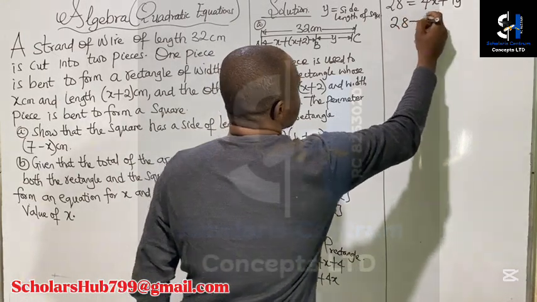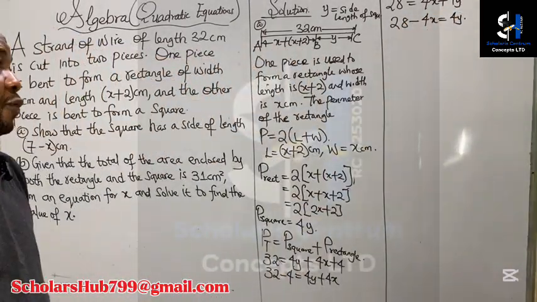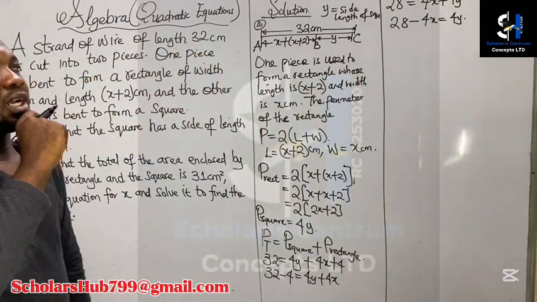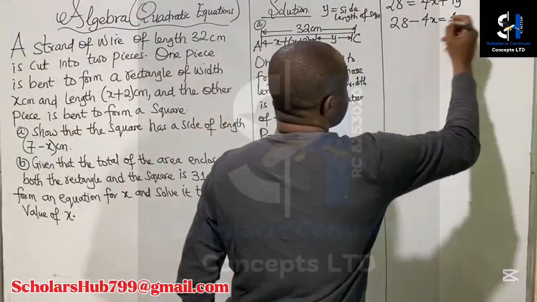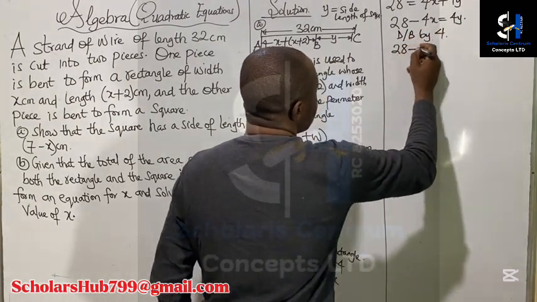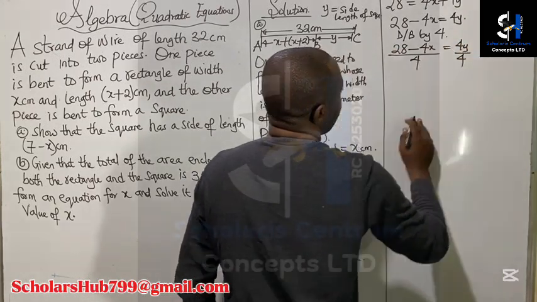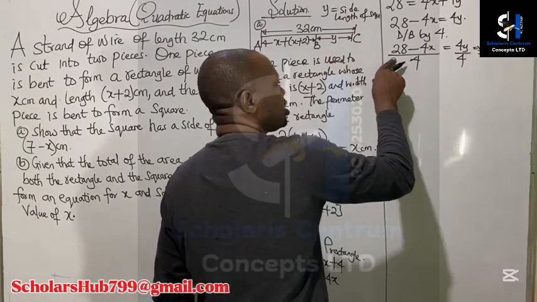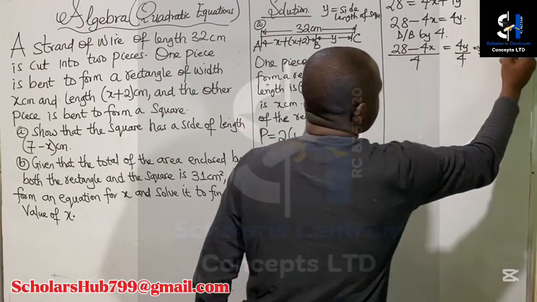So we have 28 minus 4x equals 4y. Now we can divide both sides by 4, because 4 is a factor of 28 and also a factor of itself. So this will be 28 minus 4x divided by 4 equals 4y divided by 4. So in this case we are going to have y equals, 28 divided by 4, that will be 7, and 4x divided by 4 will be negative x.